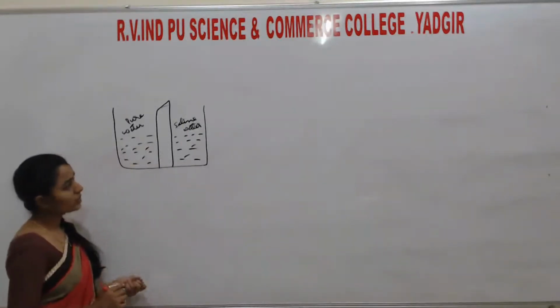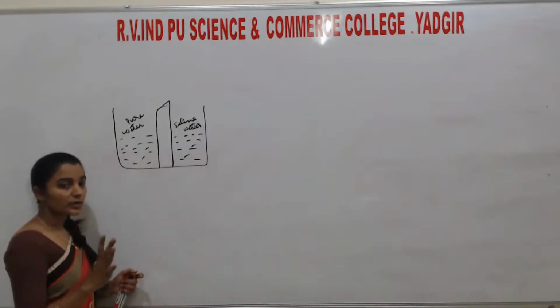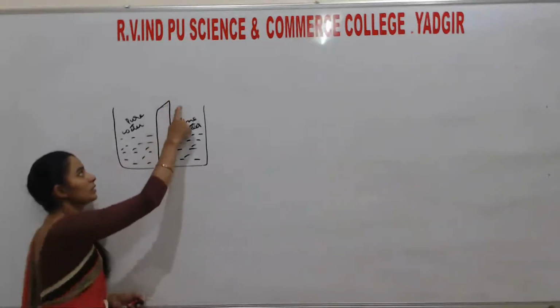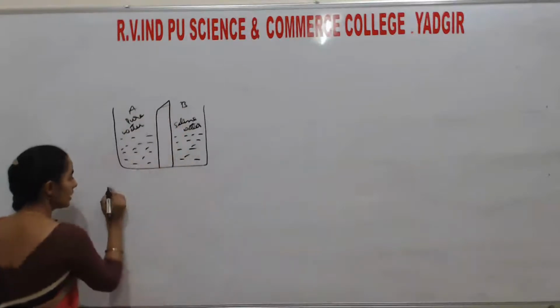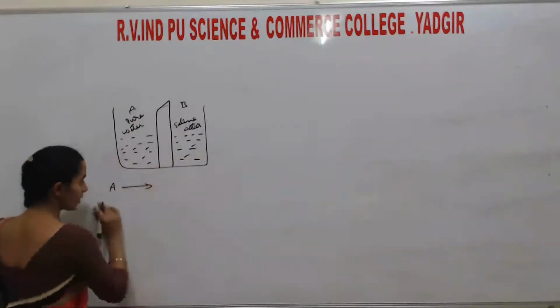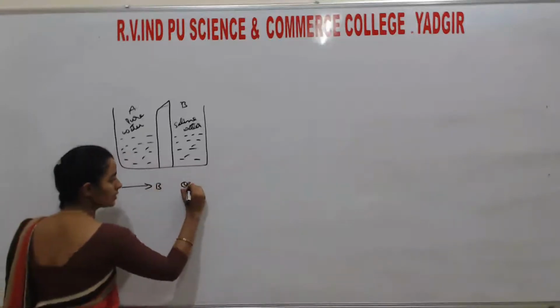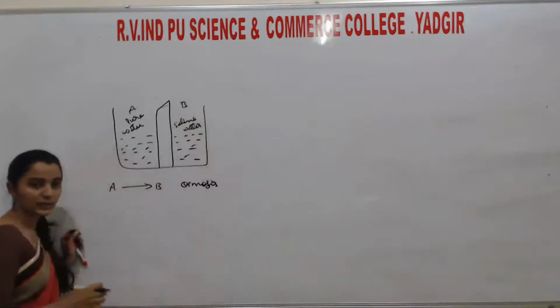So then what happens? Here concentration is high, so the solvent molecules can move from this to this. Assume this one is A, this one is B. If the movement of the solvent takes place from A to B, that is osmosis. Then what happens? Pressure is exerted here.